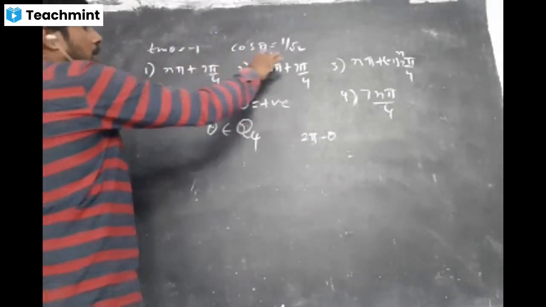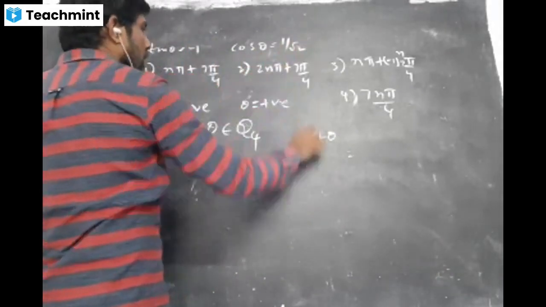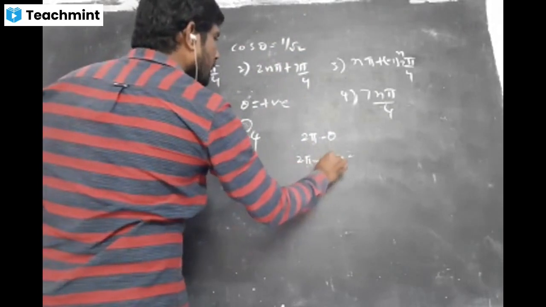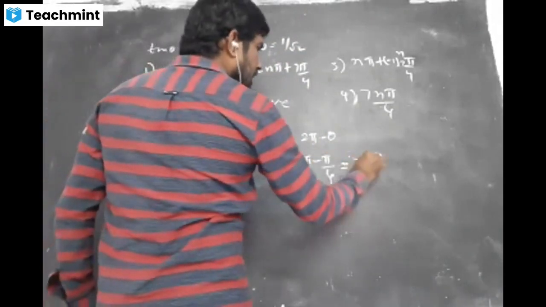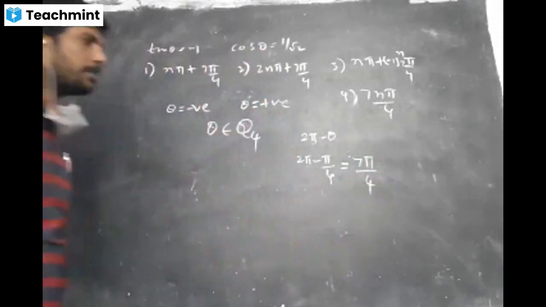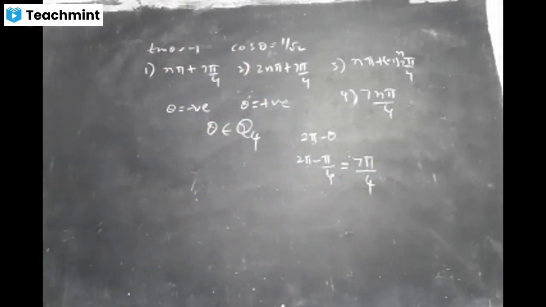Here the theta value is pi by 4. So here 2 pi minus pi by 4, that is equal to 8 pi minus pi over 4, which is 7 pi by 4. 7 pi by 4 is our principal solution.